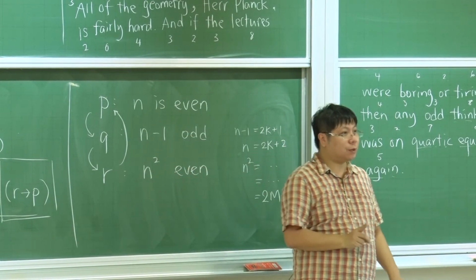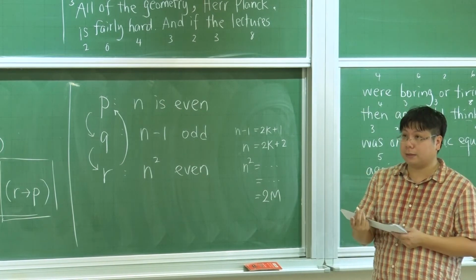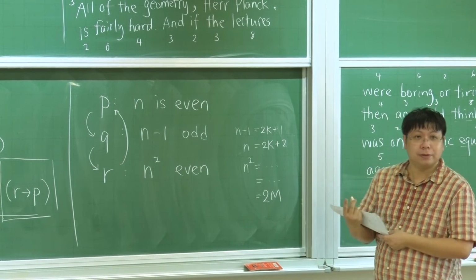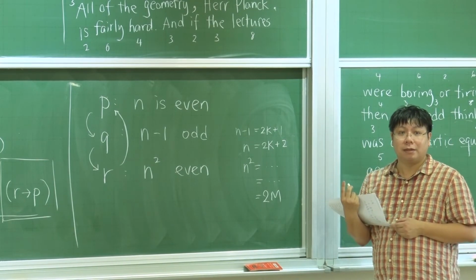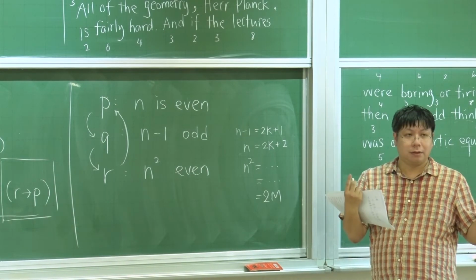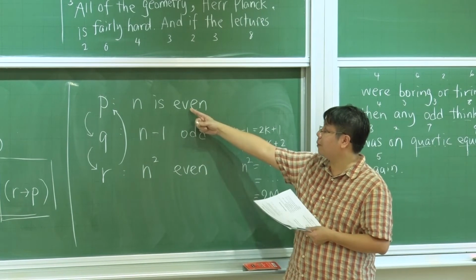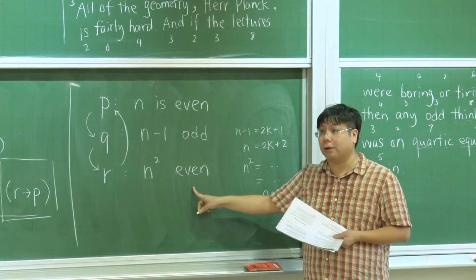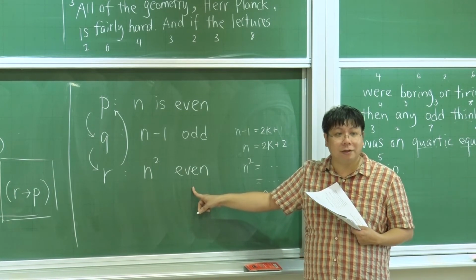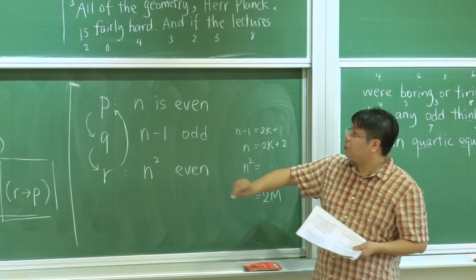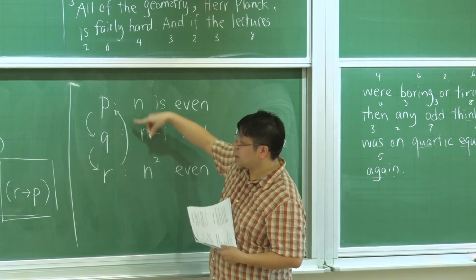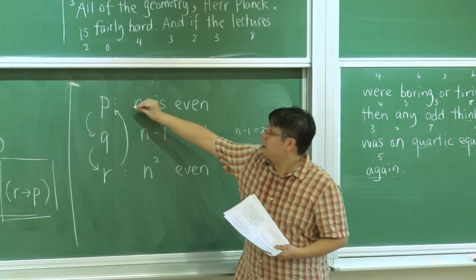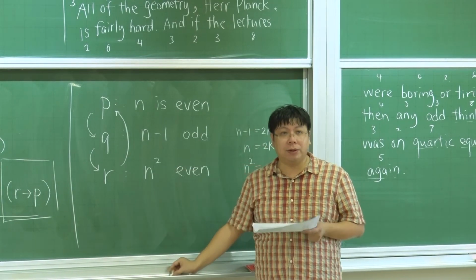Now finally, how do we show that N squared is even implies N is even? We prove it by indirect proof. It is the same as if N is odd implies N squared is odd, and it is easy. So somehow we prove these three things separately, and then we can show that P, Q, R are all equivalent.